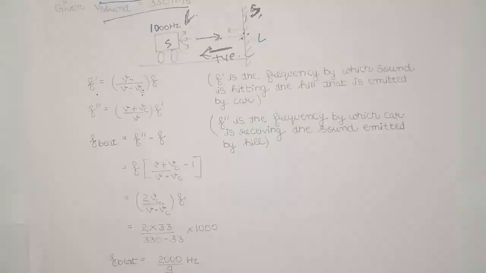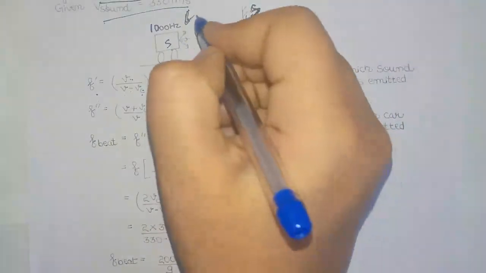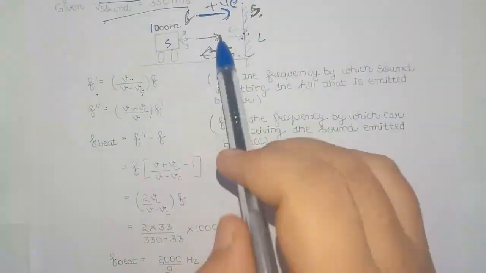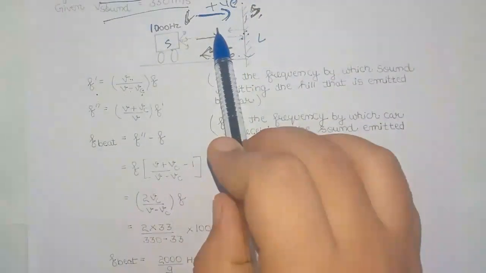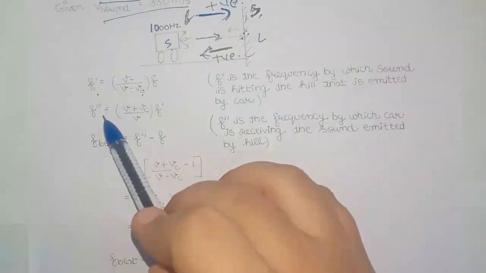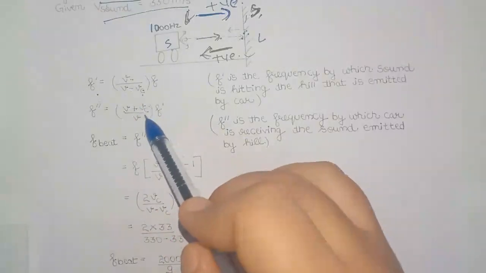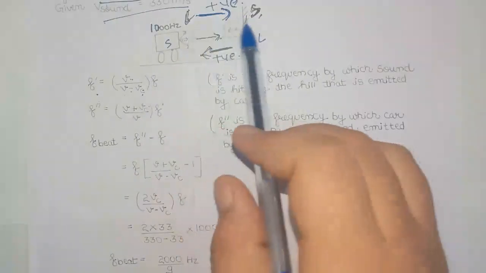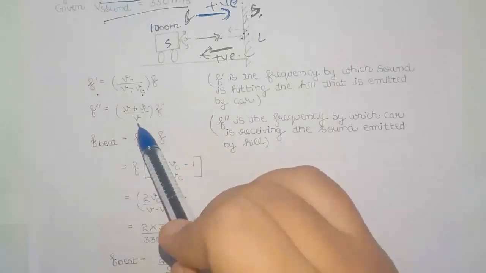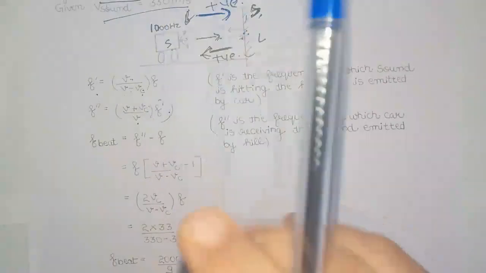Now in the second case, this is the listener and this is the source. The listener is moving towards the source and this direction is taken positive. So in that case the velocity of the car is taken positive. So the frequency observed will be F double dash is equal to F dash into V plus Vc, now the car is behaving as a listener and it is moving in the reference direction, so V plus Vc divided by V. Now the frequency here will be F dash. Remember, it will not be F, it will be F dash.